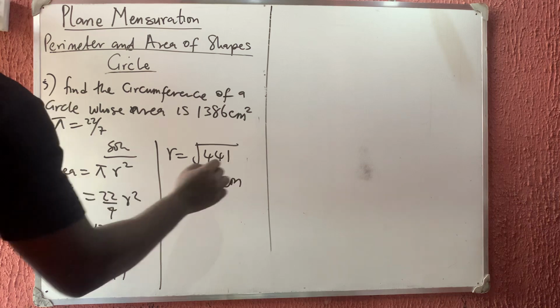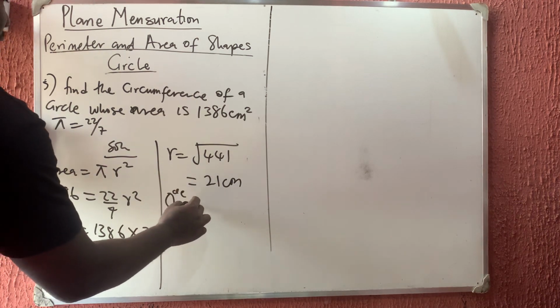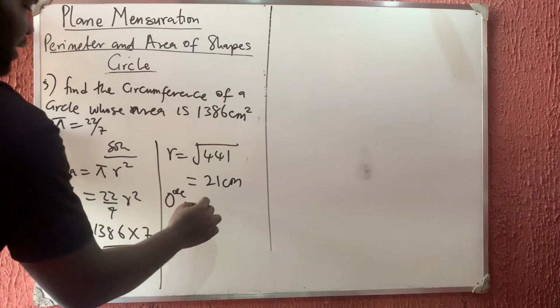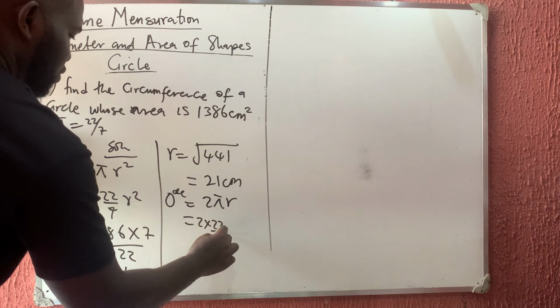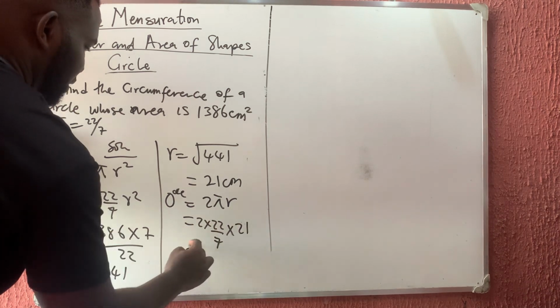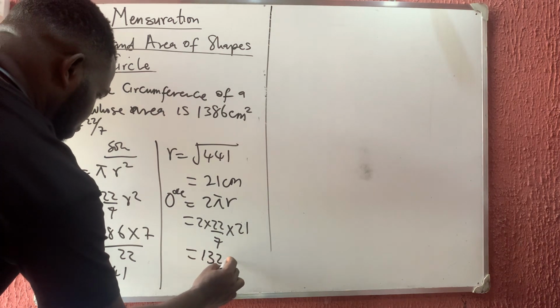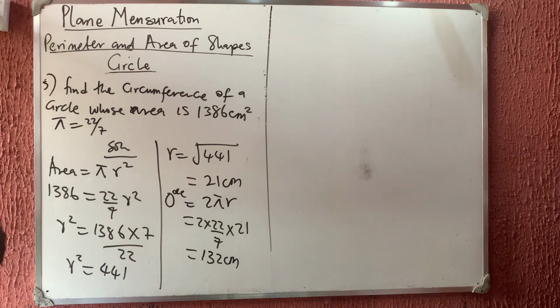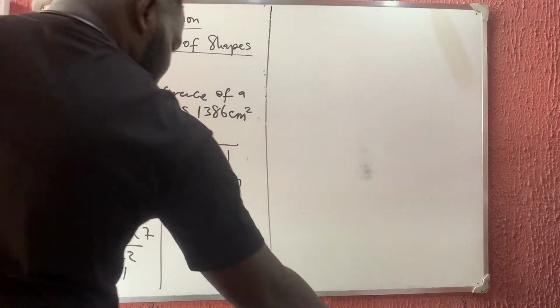The square root of my answer is 21 cm. But the circumference of a circle is given as 2 pi r, which is 2 times 22/7 times 21. So what do you have? 44 divided by 7 times 21, so I'm having 132 cm. So that is that, and very simple to calculate. We go to the next question.